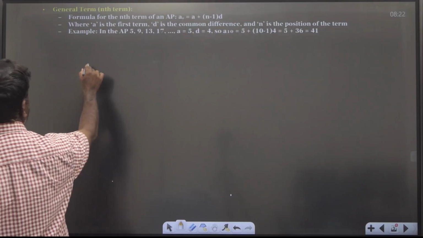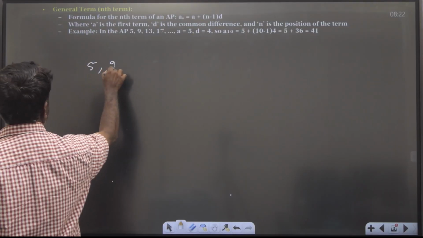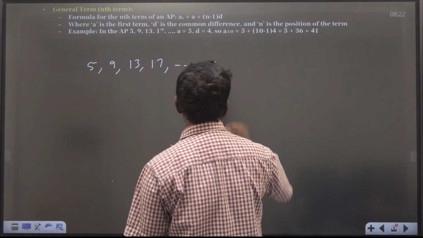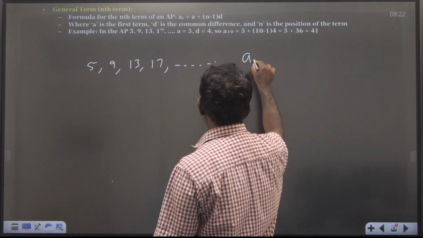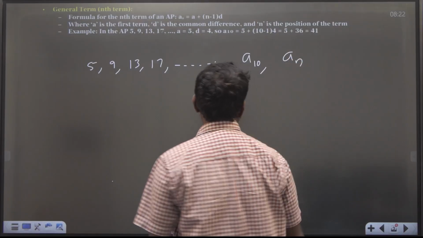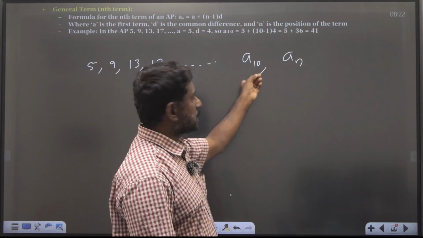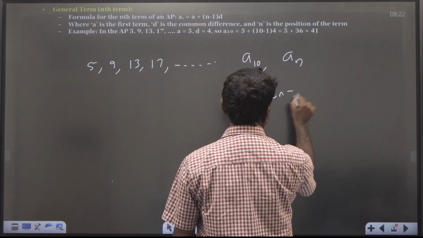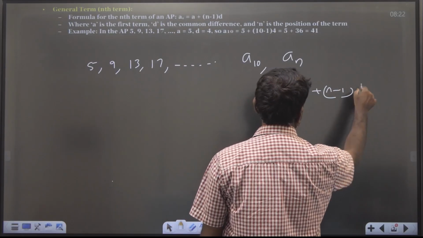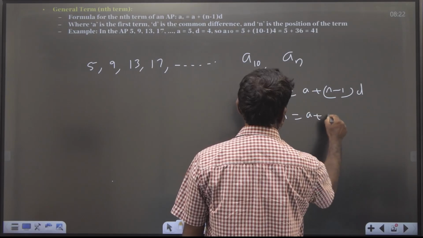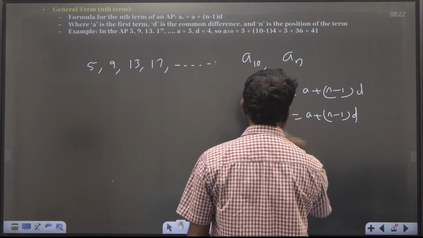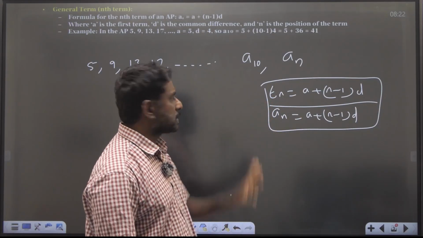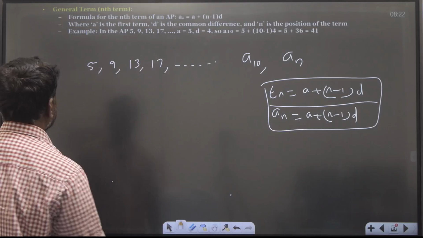Here is another example. The given AP is 5, 9, 13, 17, etc. Suppose we have to find A10 or An. It can be T10; we can read it as T10. Both are the same, T10 or Tn. No problem. Tn is equal to the formula a plus n minus 1 into d, or an is also equal to a plus n minus 1 into d. It is only a symbol. We can take it as Tn or an. Both are the same.